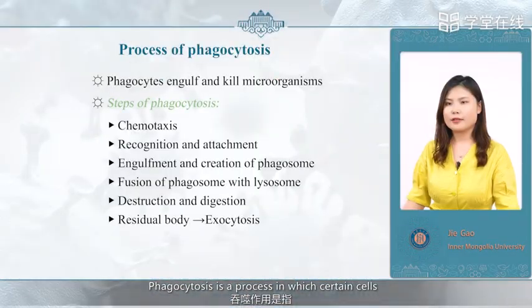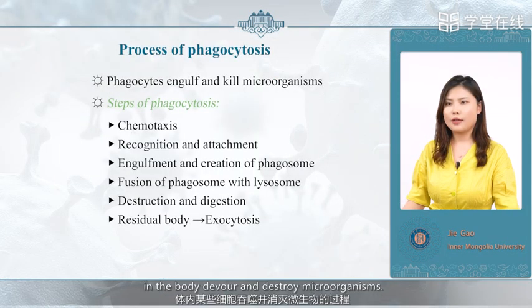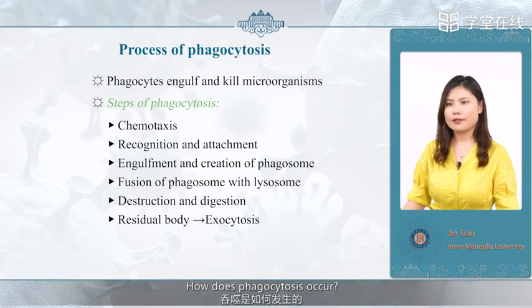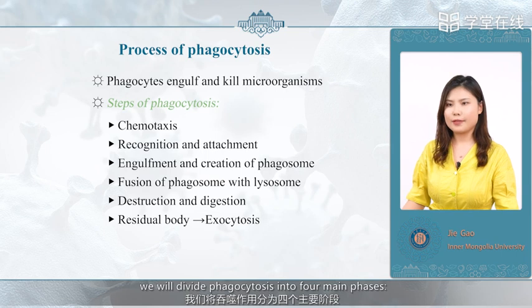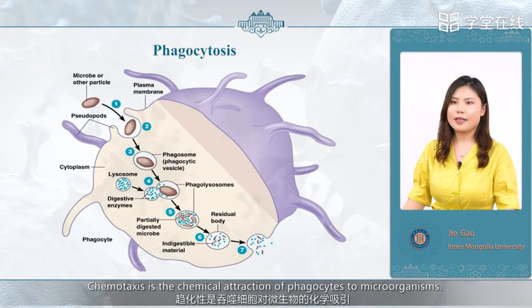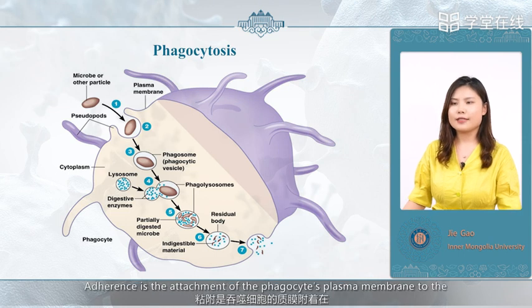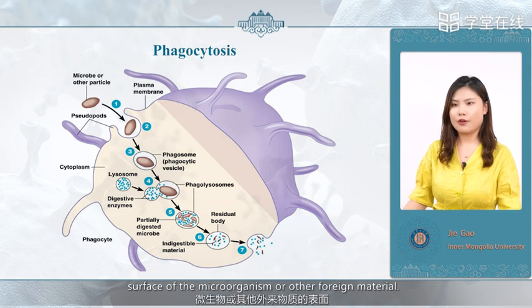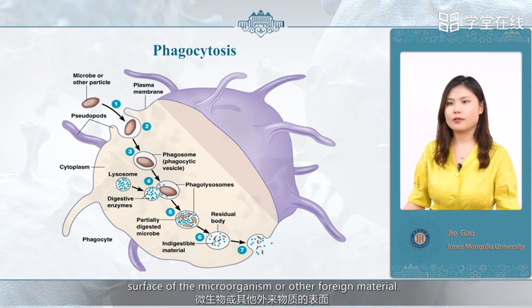Phagocytosis is a process in which certain cells in the body devour and destroy microorganisms. How does phagocytosis occur? For the convenience of study, we will divide phagocytosis into four main phases: chemotaxis, adherence, ingestion, and digestion. Chemotaxis is the chemical attraction of phagocytes to microorganisms. Adherence is attachment of the phagocyte's plasma membrane to the surface of microorganisms or other foreign material.